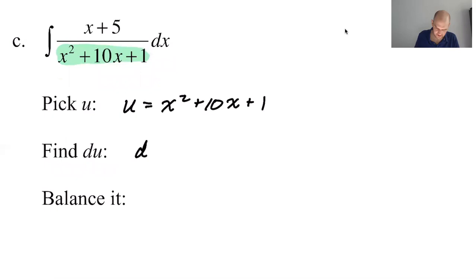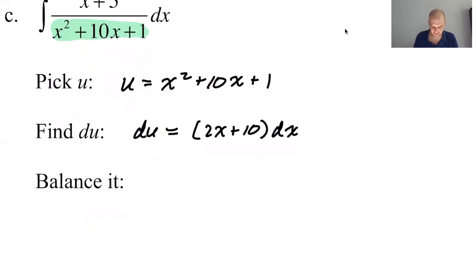All right, du is going to be the quantity 2x plus 10 dx. So this time, instead of highlighting, I'm just going to look and say, I have 2x plus 10. I need x plus 5. That's a factor of 2, or 1/2, depending on how you're looking at it. Multiply both sides by 1/2, and I get x plus 5 dx.